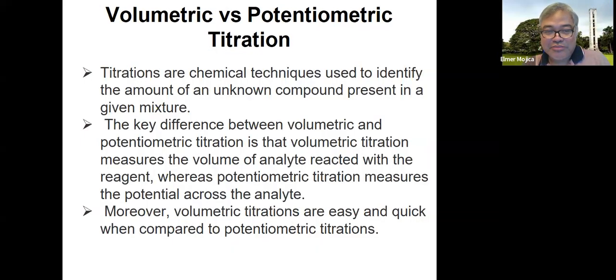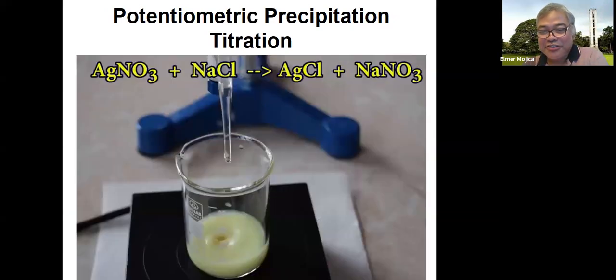Because the question that you may ask here, so how do you know the endpoint if you're doing a precipitation titration? Because when you add the silver nitrate to the halide sample, it's already precipitate. I always tell that to my students, and after they've done the experiment, they still have no idea how they know the endpoint.